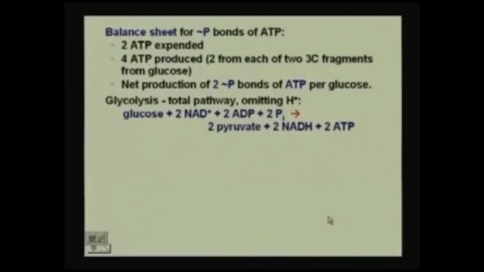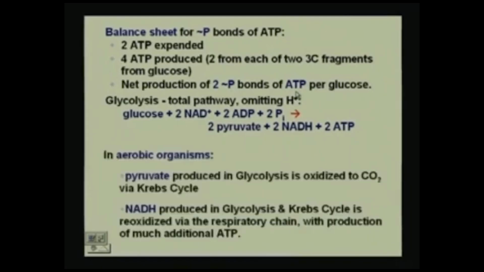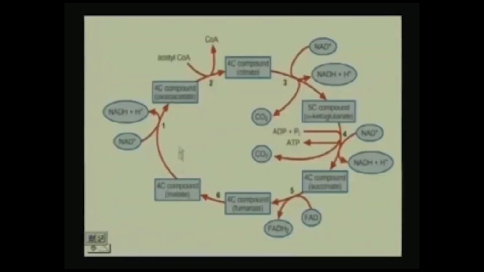So now we have to look at our balance sheet. This is what we did last time. Glycolysis, we have 2 ATP that are used up, 4 ATP produced. Why? Because we have 2 3-carbon fragments, each of them are producing 2, so we have 4 ATP produced. So eventually we have a net production of 2 ATP per glucose. Okay, this is what I showed you last time. So this is basically now our balance sheet. So we have now, this is the carbon.